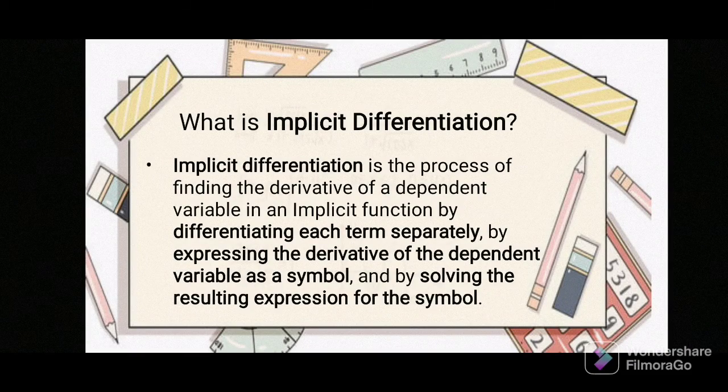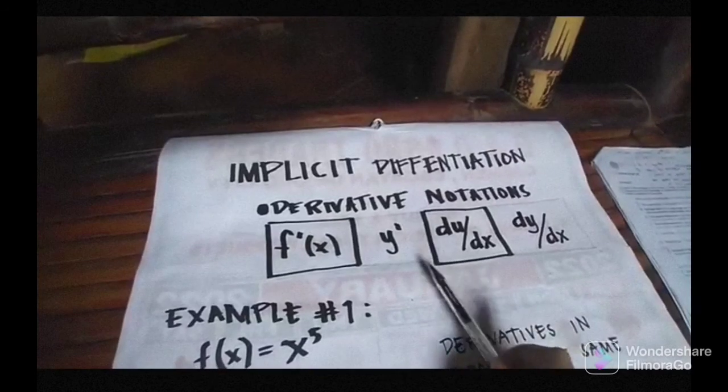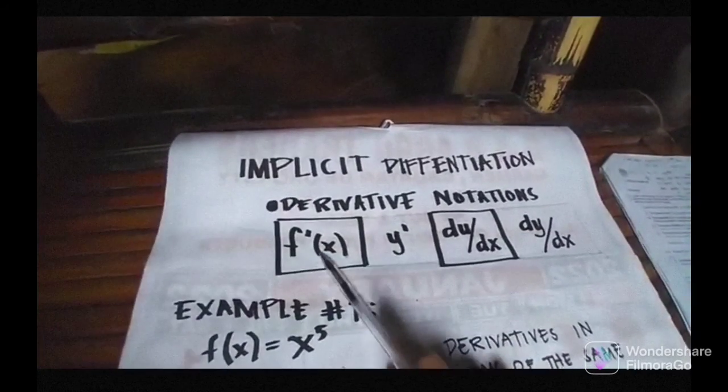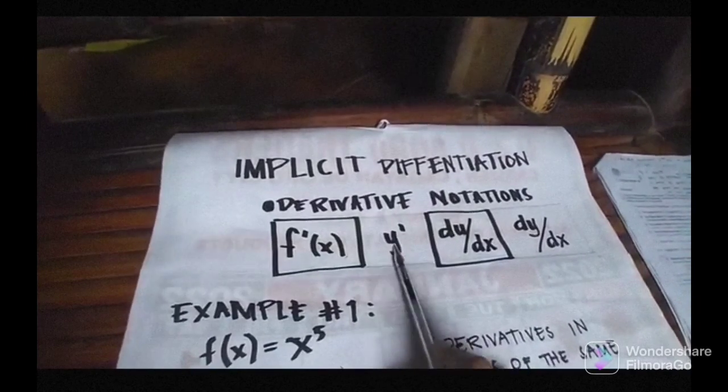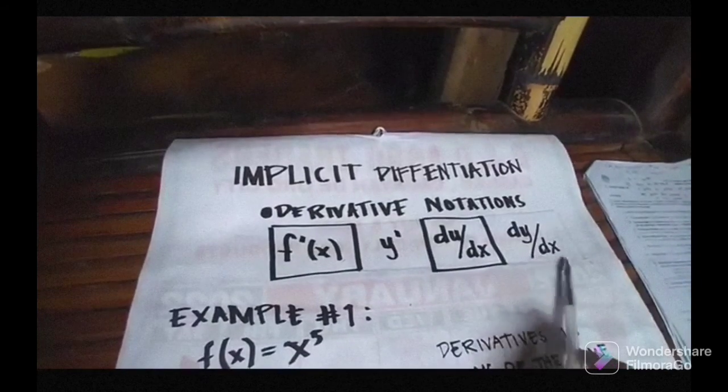So, what is implicit differentiation? Implicit differentiation is a process of finding the derivative of a dependent variable in an implicit function. A function with respect to x, we need the concept of chain rule. So, these are the derivative notations. The first is f prime of x, then y prime, du over dx, and dy over dx.